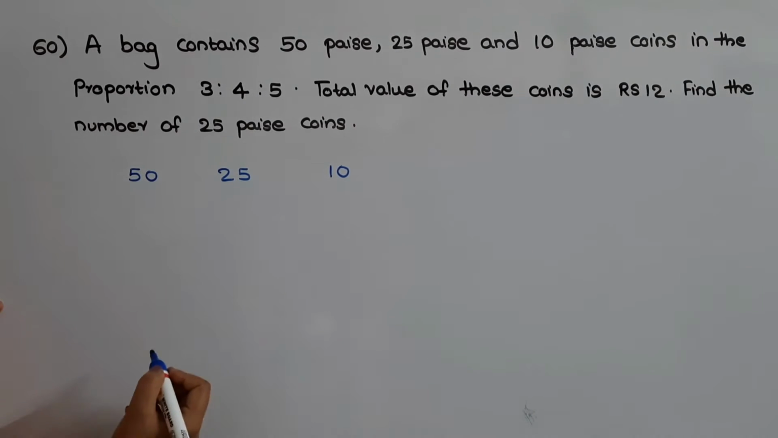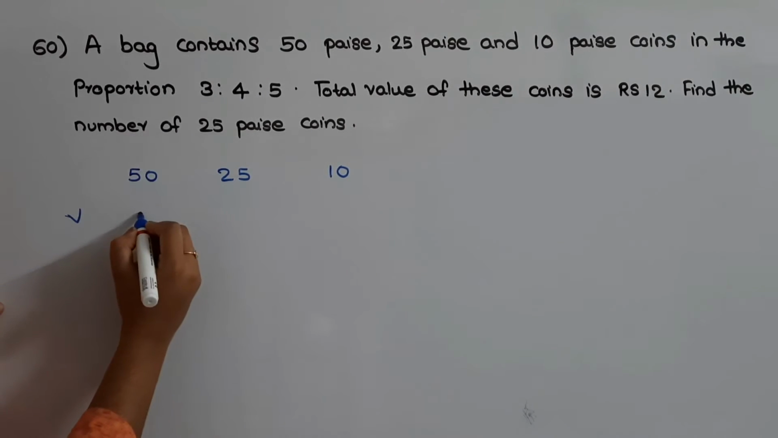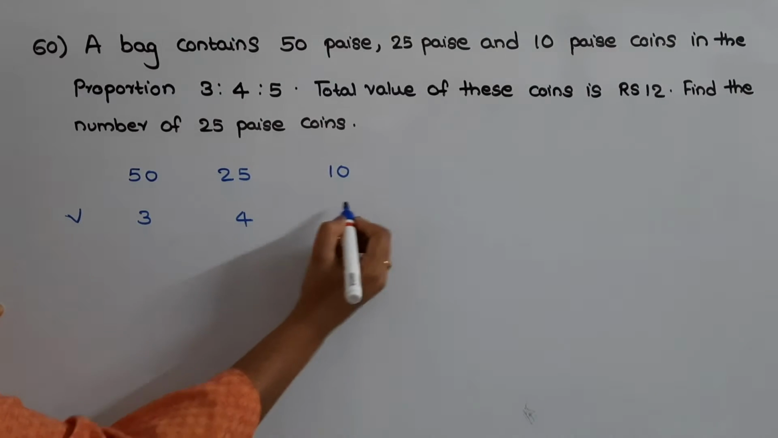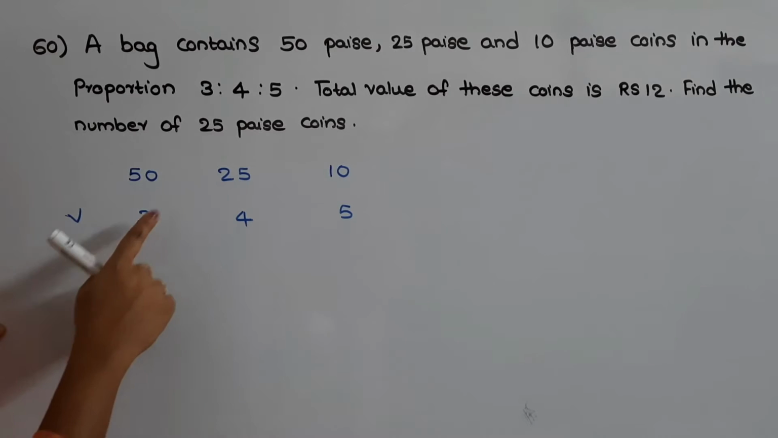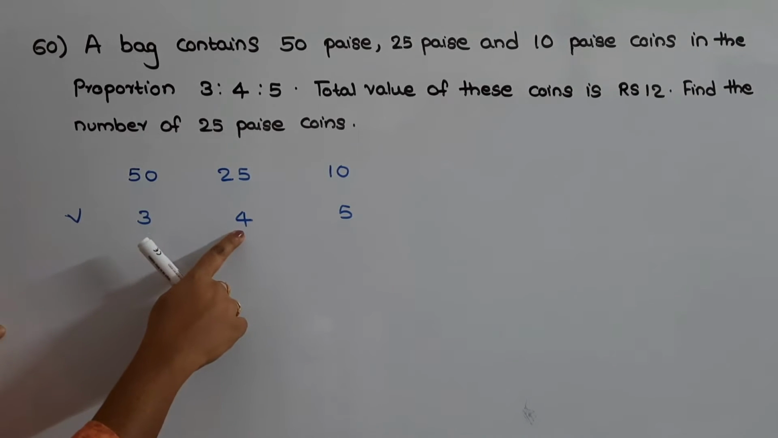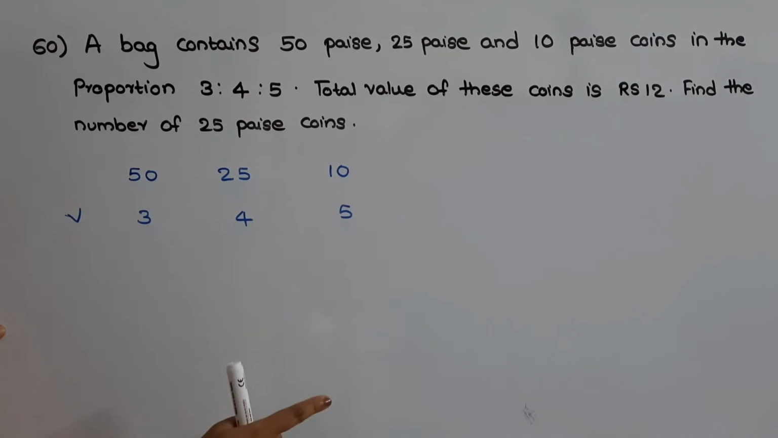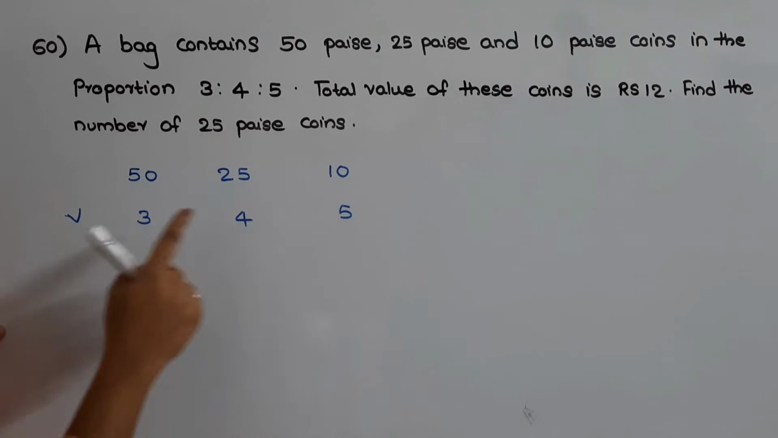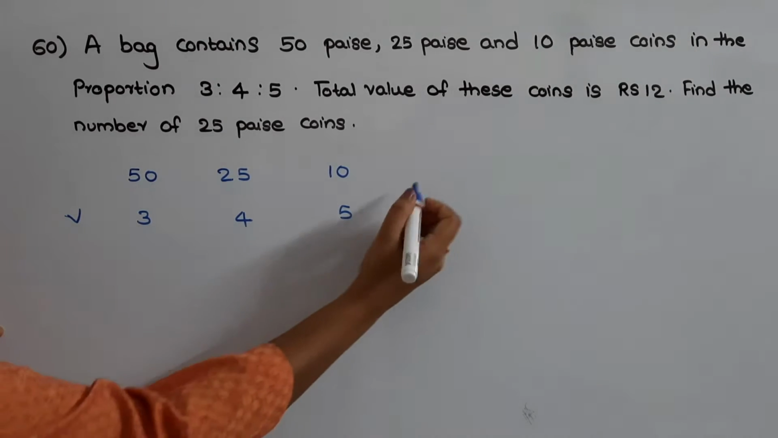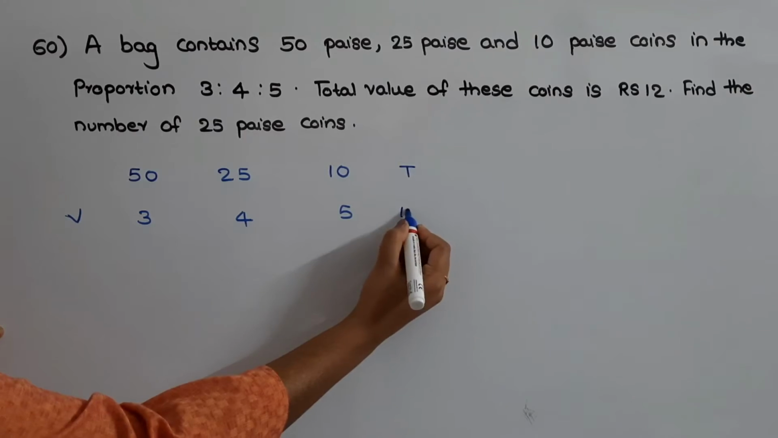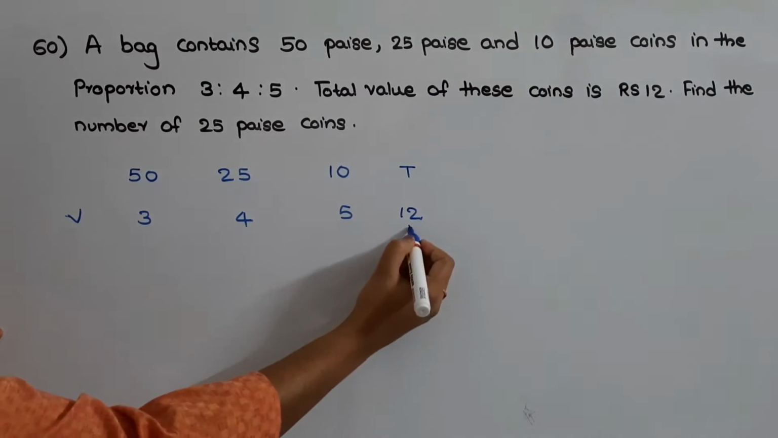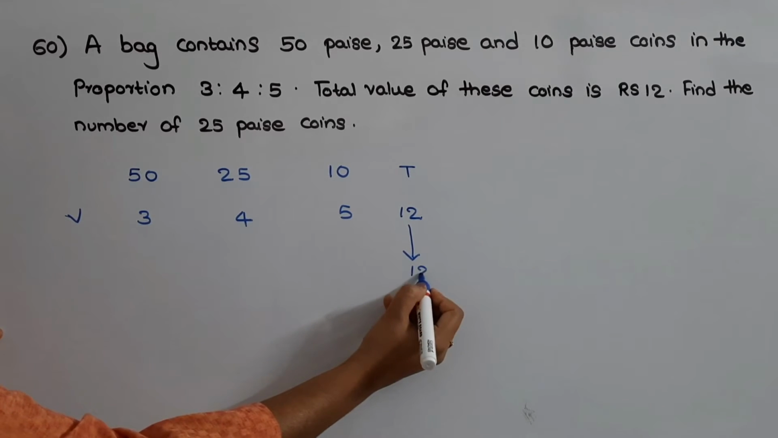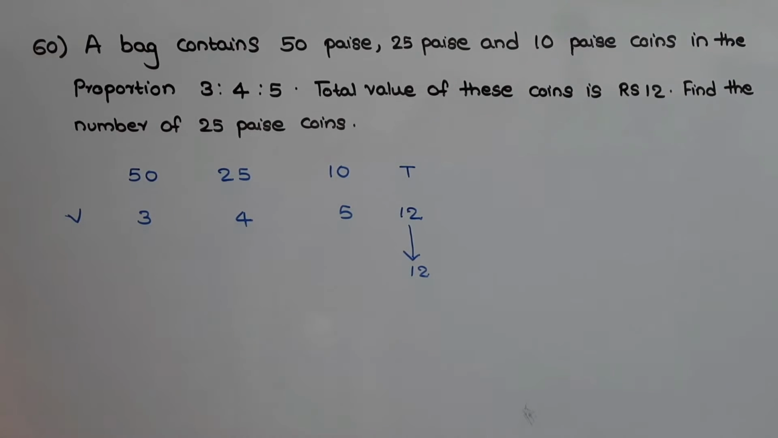Okay. Then they have given the ratios of their values as 3:4:5. So if the value of 50 paise coins is 3, the value of 25 paise coin is 4 and the value of 10 paise coin is 5, then what will be the total value? That is 3 plus 4 plus 5. So the total value will be 12. In the question also the total value of the coins is given as 12. Okay, which means we can write this 12 as 12.